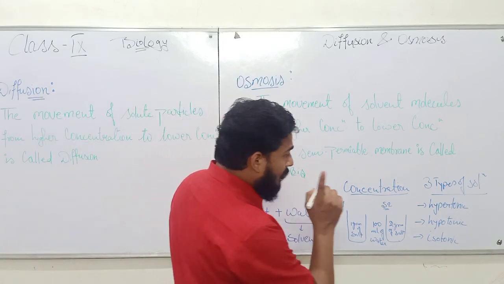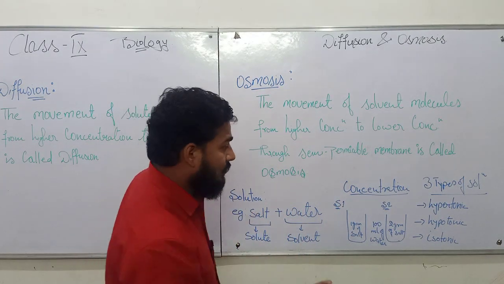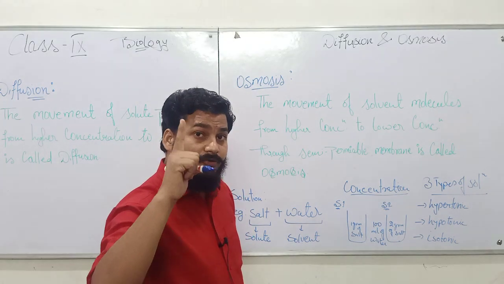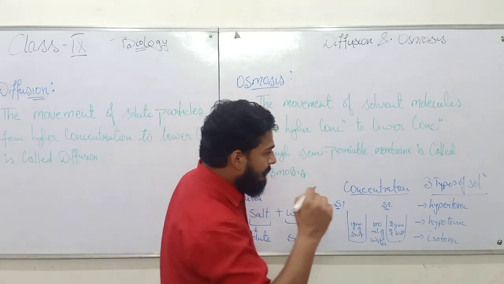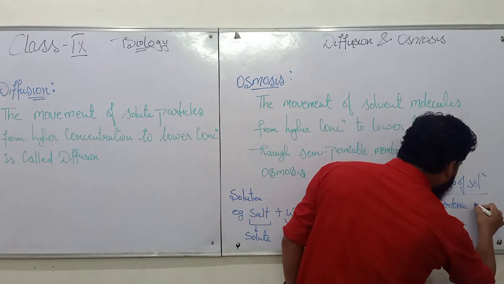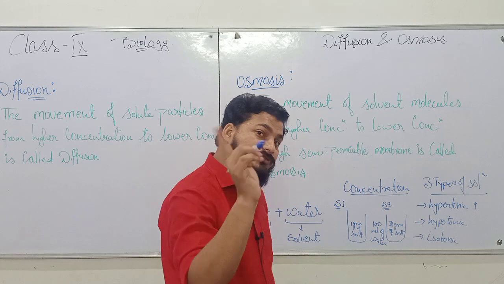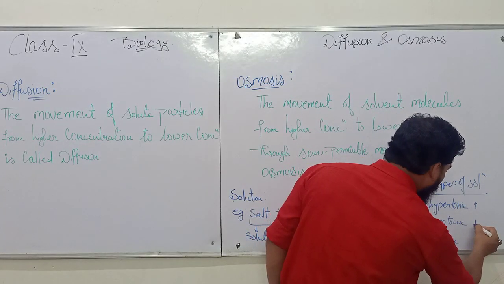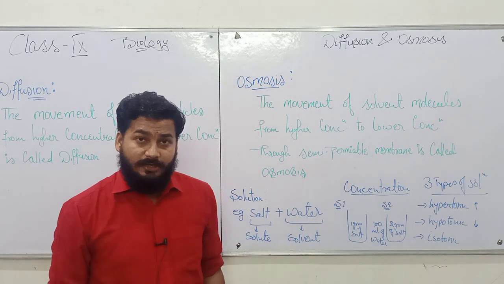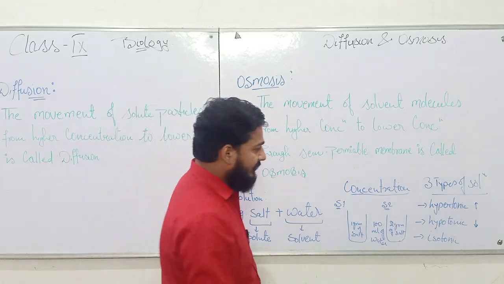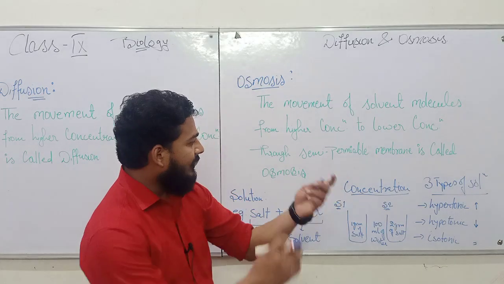If the amount of solute is higher, I am talking about solute. Okay, remember I am talking about solute while differentiating between the three types of solution. If the amount of solute is higher than solvent, it is called hypertonic. If the amount of solute is lower than the solvent, it is called hypotonic. And if the amount of solute is equal to the amount of solvent, that is called isotonic. Simple. I have marked it.